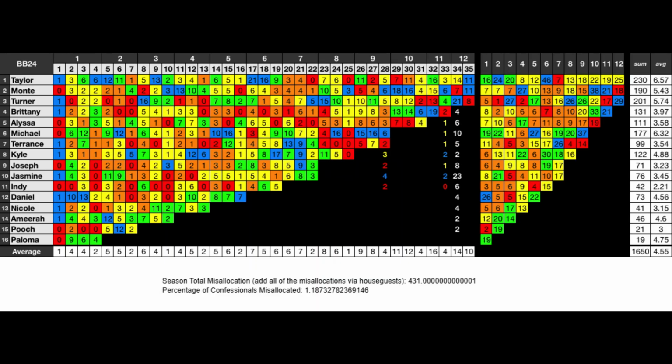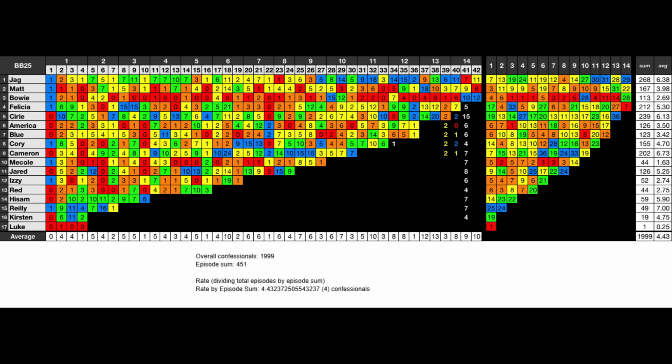So these are the final numbers, and if accurate, I will have to say that this is one of the most misallocated seasons. But when you look at the numbers of the endgamers, it really isn't shocking overall. We are moving on to Big Brother 25, which has an overall diary room count of 1999, however you prefer it said.